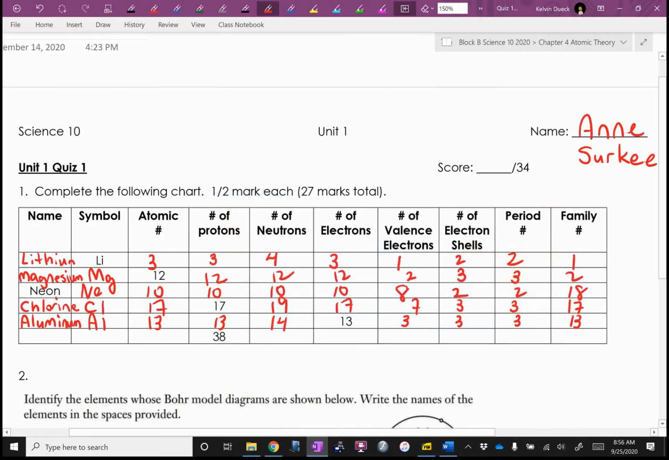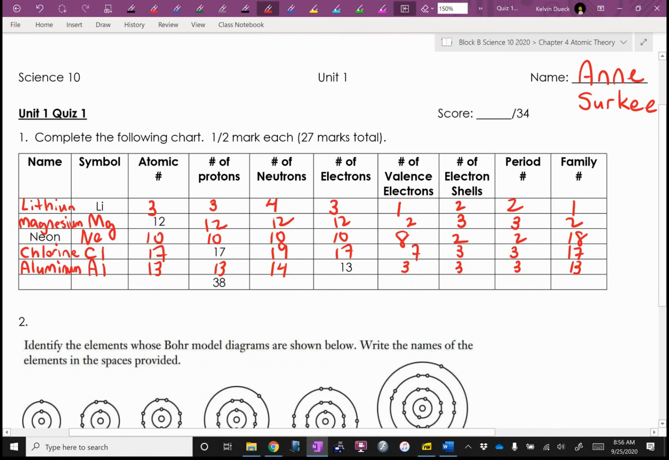Good. 38 protons. This I have no idea. I've kind of memorized the first dozen or so elements, but after that, strontium, which is Sr or St? Sr?